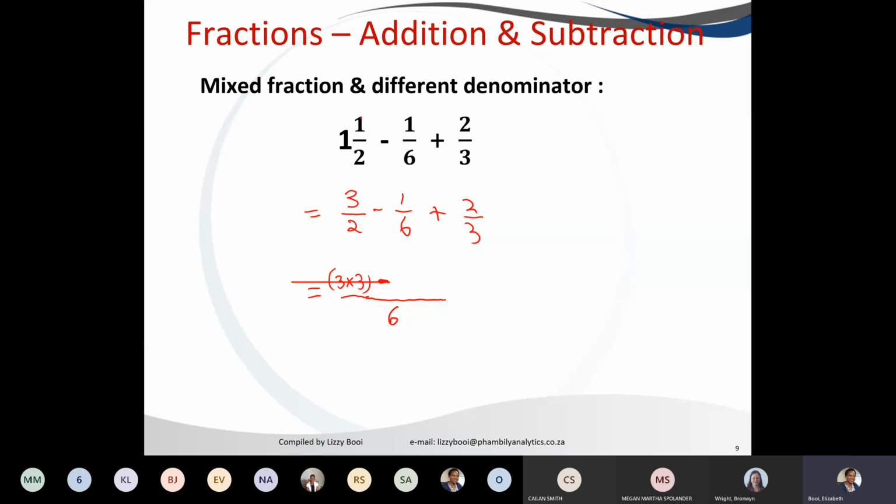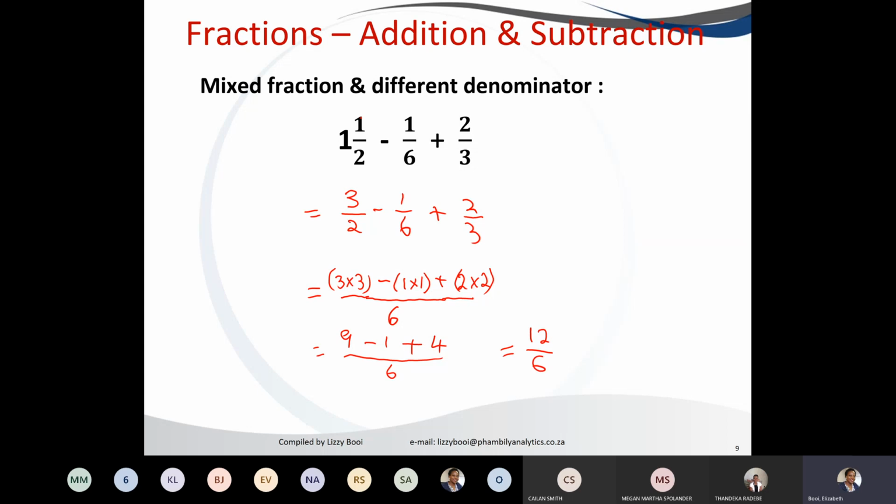because I still need to keep the subtract operator. 6 goes how many times into 6? It goes 1 time, times the numerator 1, plus, because of the addition, 3 goes how many times into 6? It goes 2 times, and multiply by 2 in the numerator. 3 times 3 is 9, minus 1 times 1 is 1, plus 2 times 2 is 4, divided by 6, and the answer will be 9 minus 1 plus 4 equals 12 over 6.